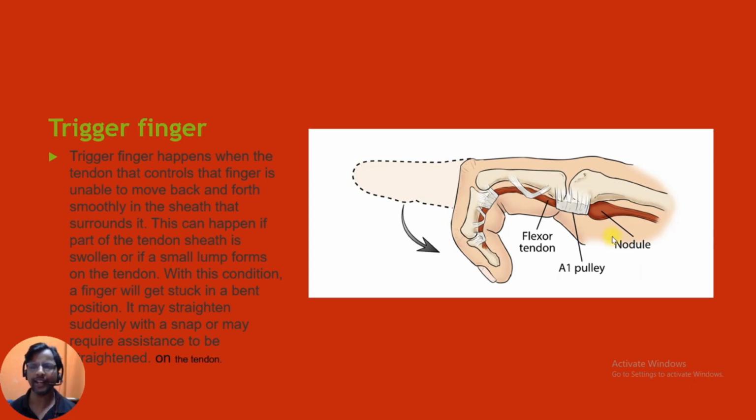So this is the anatomy of trigger finger. This is the nodule. This is the A1 pulley. This is the flexor tendon. Because of this nodule, this tendon can't move forward and backward. And you need to understand the flexor tendon is for flexing the hand. The extensor tendon is for extending the hand. So trigger finger is most of the time a complication of flexing of the hand or finger.